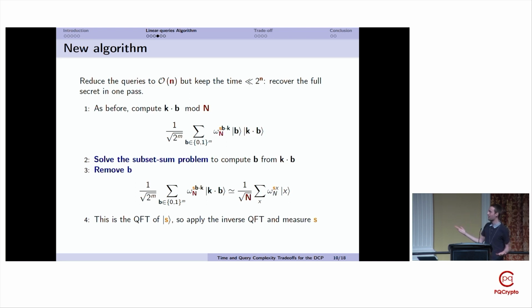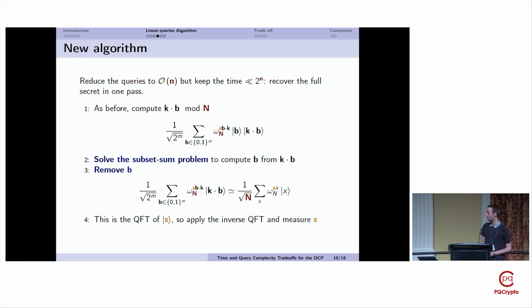And how to erase b? Well, basically, we have to solve the subset sum problem again. This allows you to erase b. So you obtain just a superposition where you have k.b in the elements. And this is more or less equivalent to having a superposition, as I wrote here, over x, with the omega_n to the sx here. And if you apply a quantum Fourier transform on that, you obtain exactly s. So you measure it and you get s with a single step here, with a single pass and only n queries.